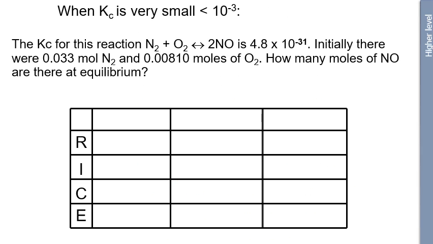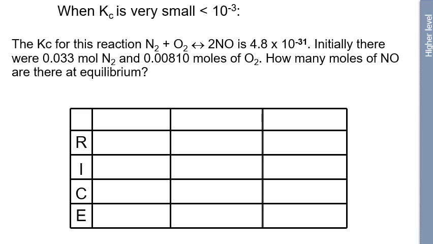Okay. Now, what happens when you have an equilibrium constant which is very small? Okay, less than 0.0001 or 10 to the minus 3. Okay, so the equilibrium constant for this reaction of nitrogen plus oxygen giving 2 nitrous oxide is 4.8 times 10 to the negative 31. Okay, quite a small number, as you can see. So initially there were 0.033 moles of nitrogen and 0.00810 moles of oxygen. How many moles of nitrous oxide are there in equilibrium?